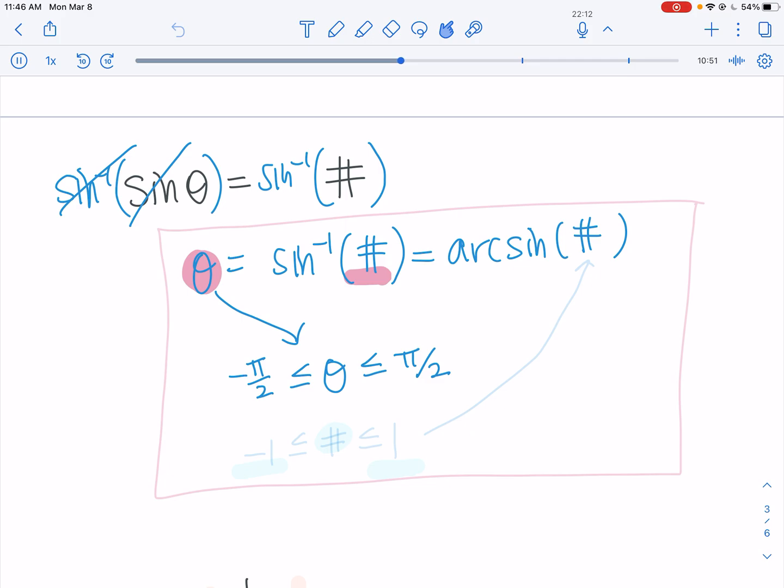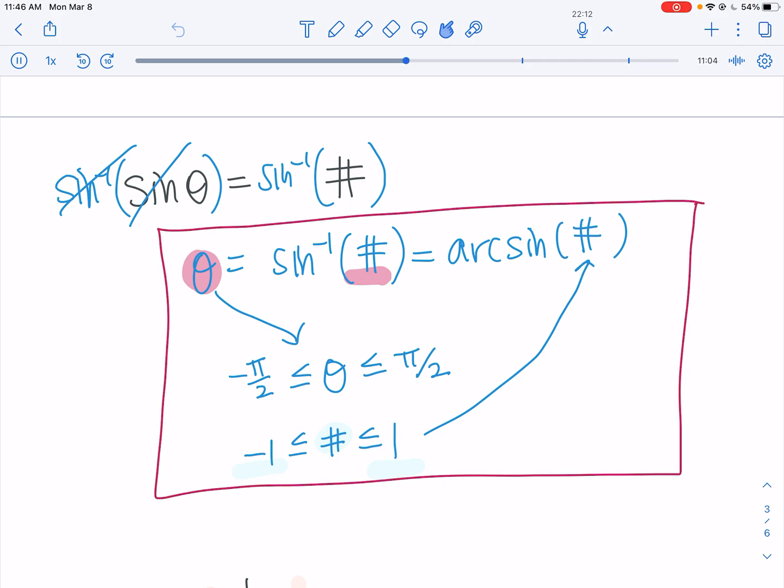And then see this number here, the ratio. That ratio has to be between negative 1 and 1. Oh, I forgot to explain that for cosine. We'll go back and look at it. Okay, so here we go.